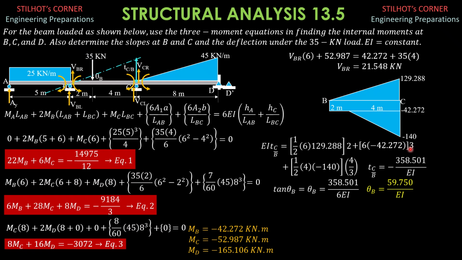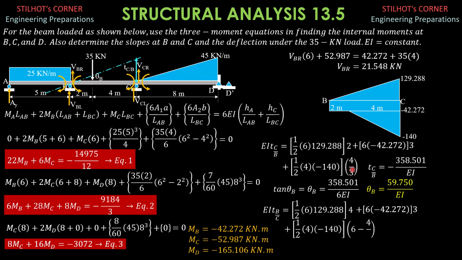If this is 3, this remains 3 because 6 minus 3 is still 3. And this is now 6 minus 4/3. So EI times the deviation of B relative to C equals 1 half of 6 times 129.288 times 4, plus 6 times negative 42.272 times 3, then plus 1 half of 4 times negative 140 times quantity 6 minus 4/3.